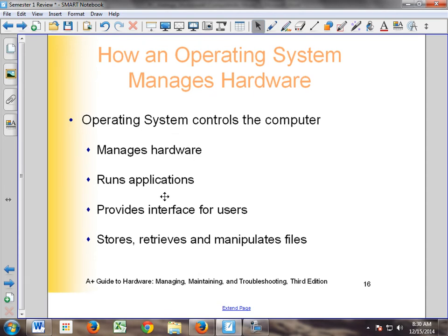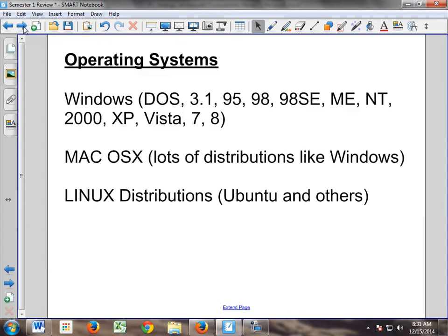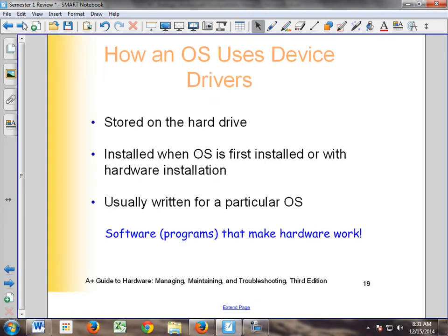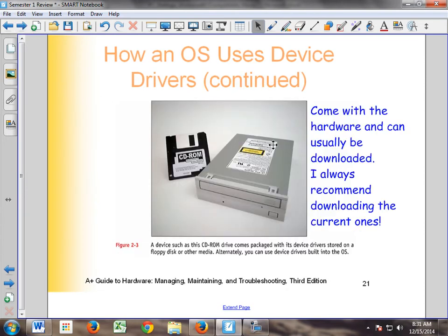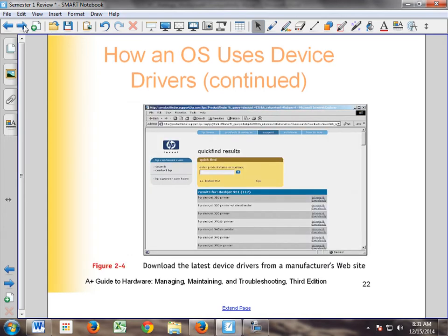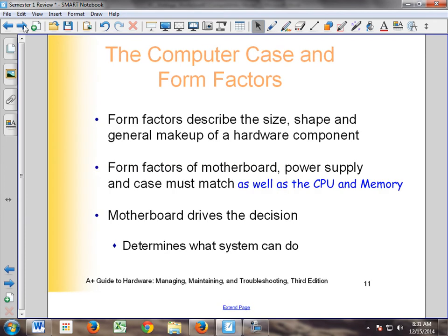Operating system provides our GUI. It's what runs our applications. It's our interface. GUI stands for graphical user interface, and we went over the different distributions of operating systems that are out there. And we already said this: device drivers are small programs that make hardware work. That's the pieces of what you need to know. If I don't have the driver, I can download it. It might not come on a floppy anymore, obviously. CD-ROM is how it usually comes, or you have to go online and find the device driver on your own.